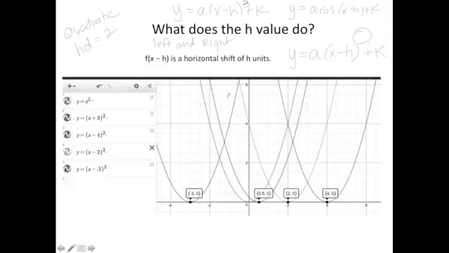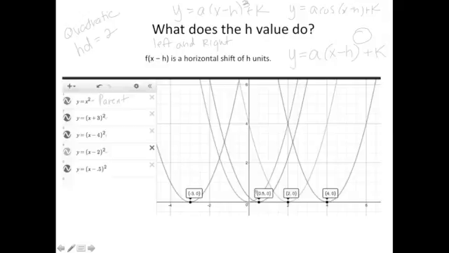So what I want to look at specifically here is this, and let's examine. This one, y equals x squared, is often referred to as the parent function, which means that it is the function that we compare all of the other functions against. Okay, it's the mama bear.